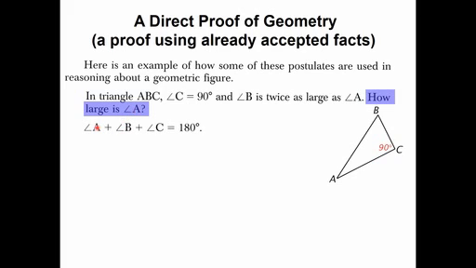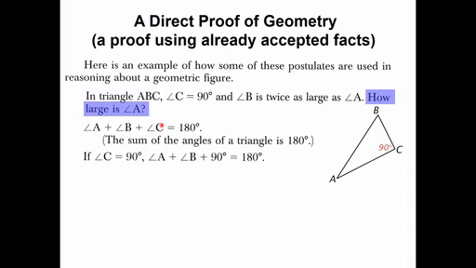So we're going to start with this: A plus B plus C is 180 degrees. And every time you make a statement, you have to have a reason for it over here. That's the nature of a proof. Why can I say this? Well, since it's a triangle, we know the triangle angle sum theorem is true. The sum of the angles of a triangle is 180 degrees. We continue. If C is 90, that was one of our givens, then angle A plus angle B plus 90 is equal to 180 degrees.